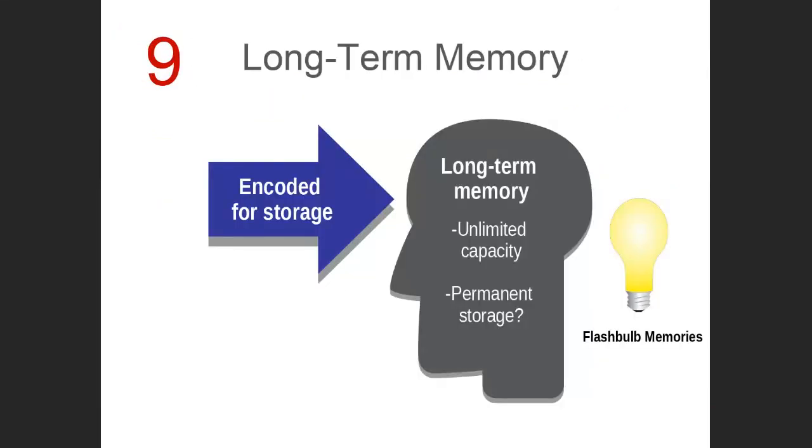So as far as we know, our long-term memories are unlimited in capacity and the amount of information that can be stored in there. And the reason we think that is because of flashbulb memories. Especially important events that happen in our lives, we have really good recall for those, although our memory is not like a tape recording or a video recording.